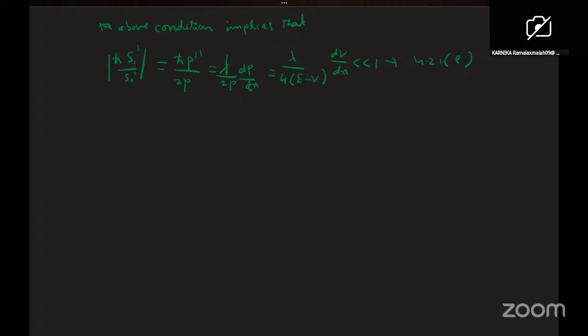Next is to simplify the equation: modulus of h dot square S2 dash by S naught dash is equal to h dot square by 2p square into 3p dash square by 4p square minus p double dash by 2p, much less than 1. This is equation 4.21 F.